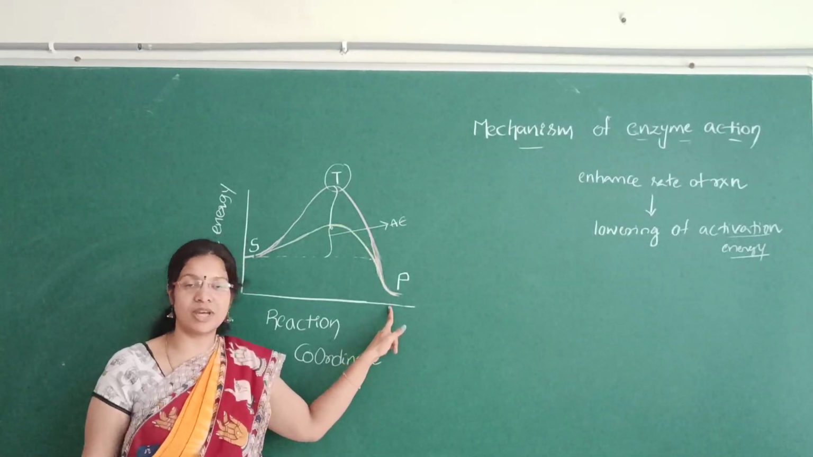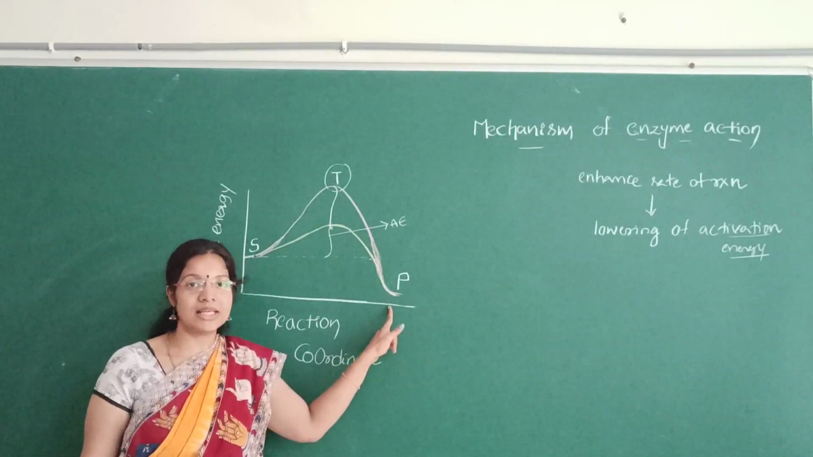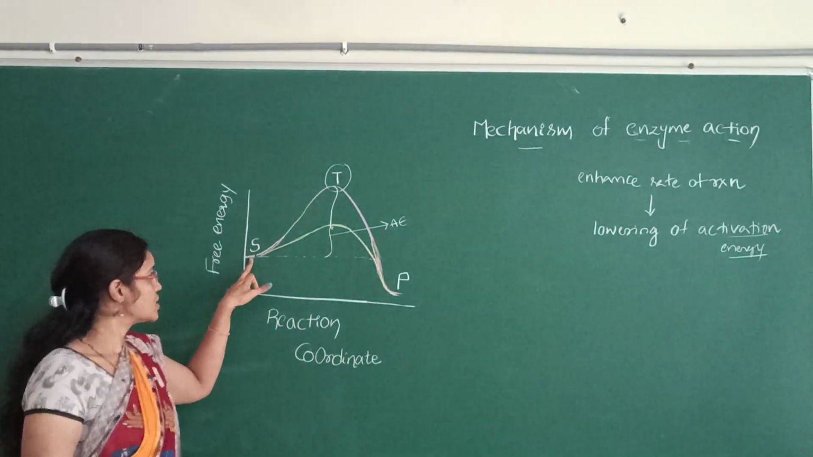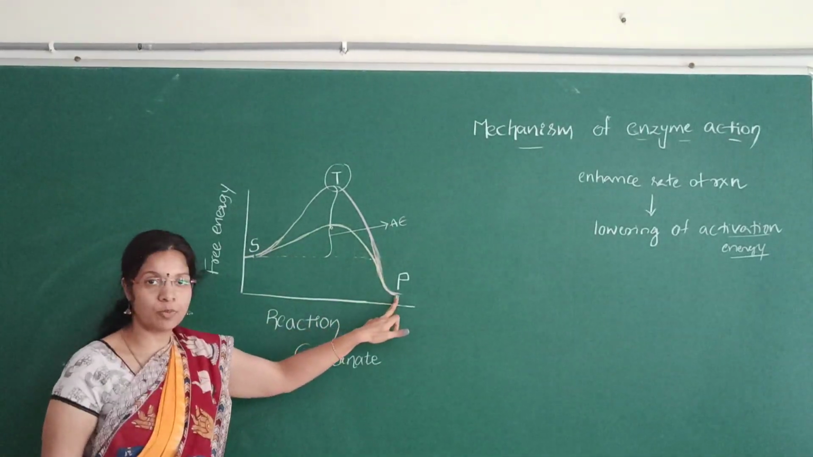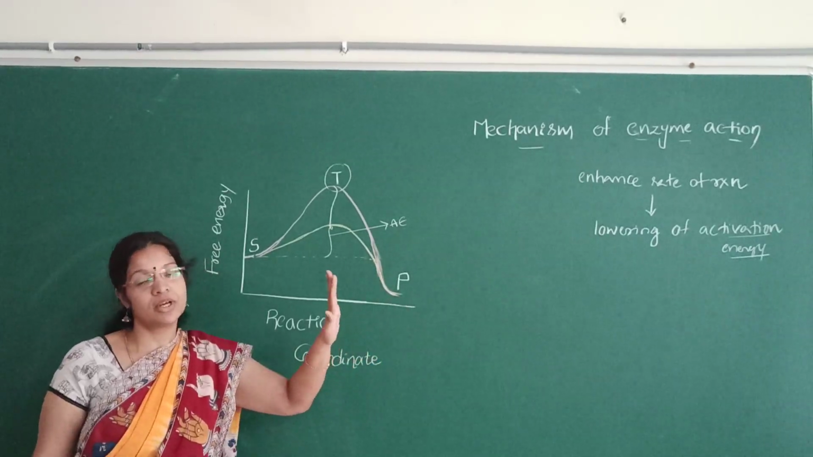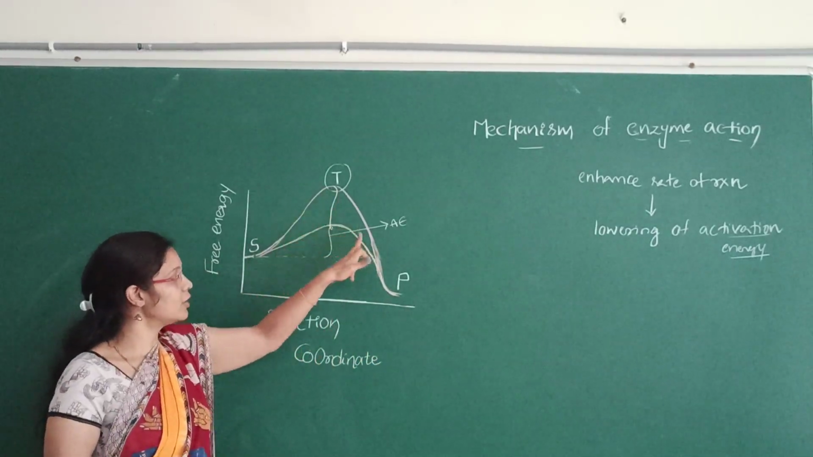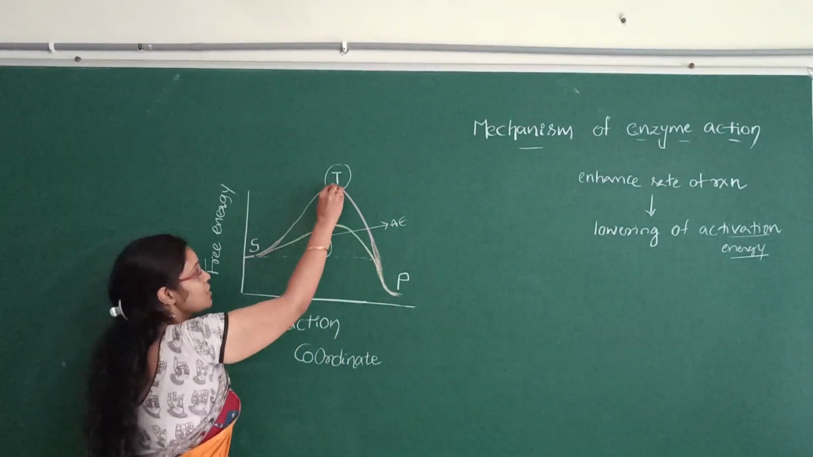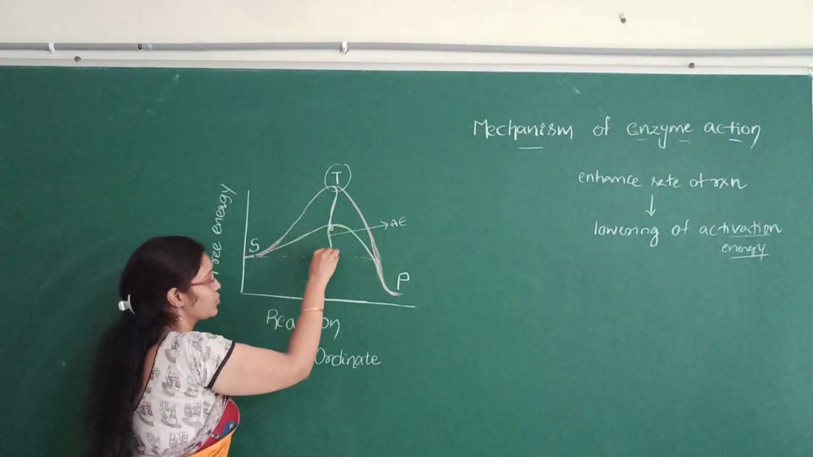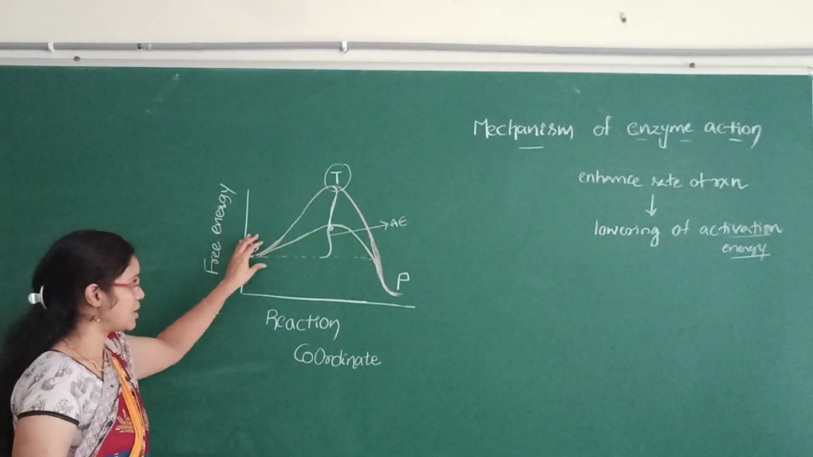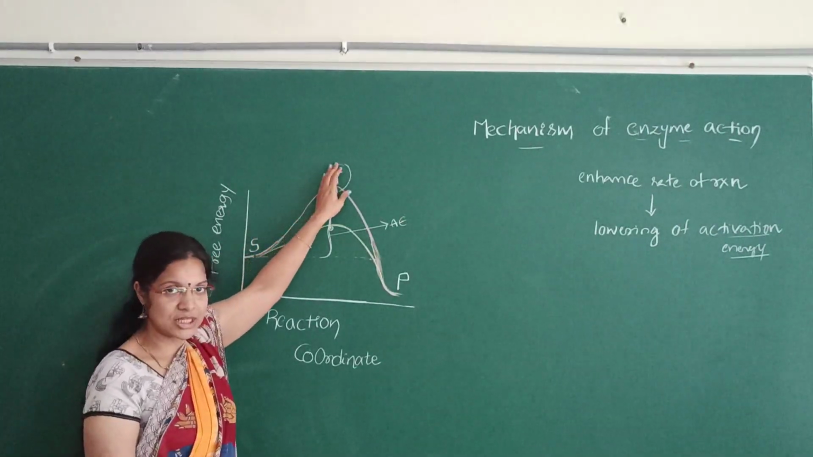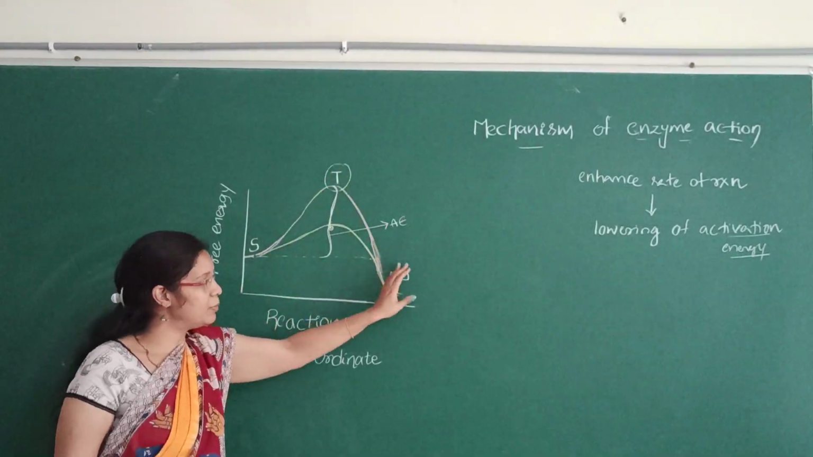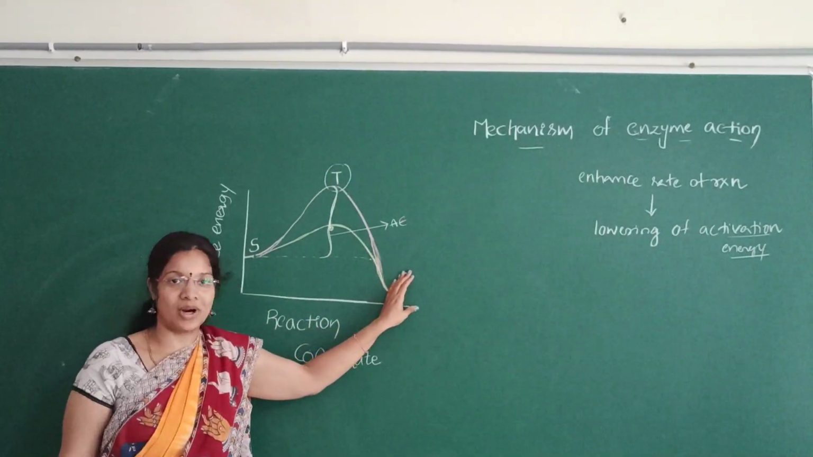The pink line represents the conversion of substrates into products in the absence of enzyme. It is a non-enzymic reaction. So substrates getting converted to products in the absence of enzyme is represented with the pink line. You have to understand that this much energy is required for the substrates to move to the transition state. Once they move into the transition state, they will be converted into products.